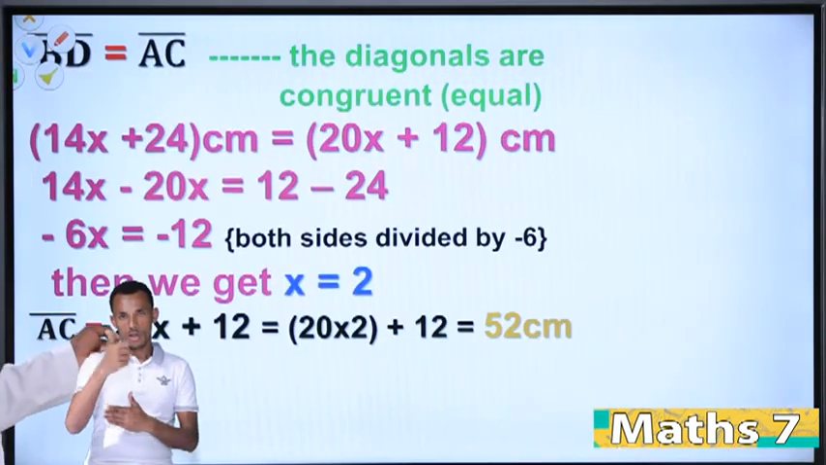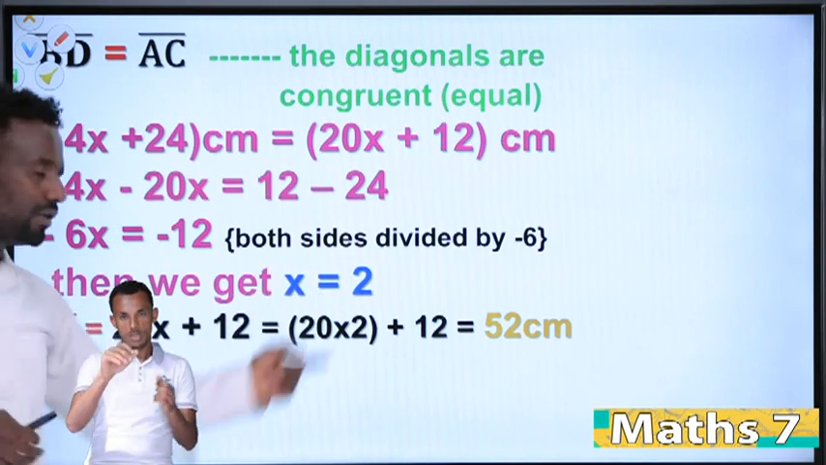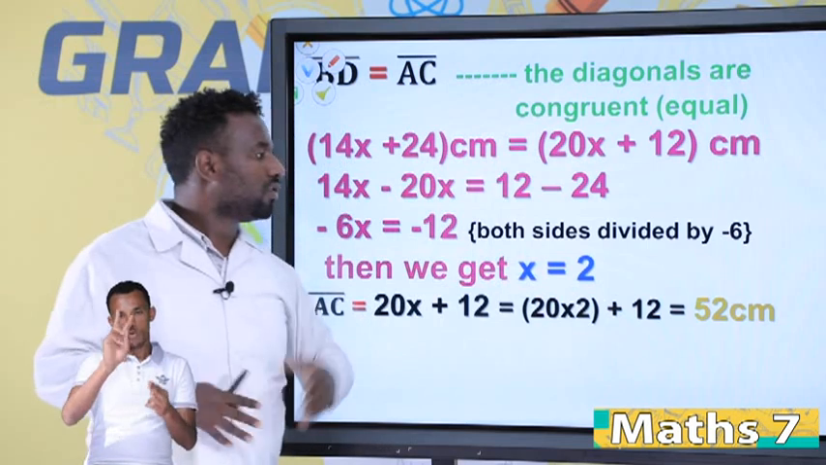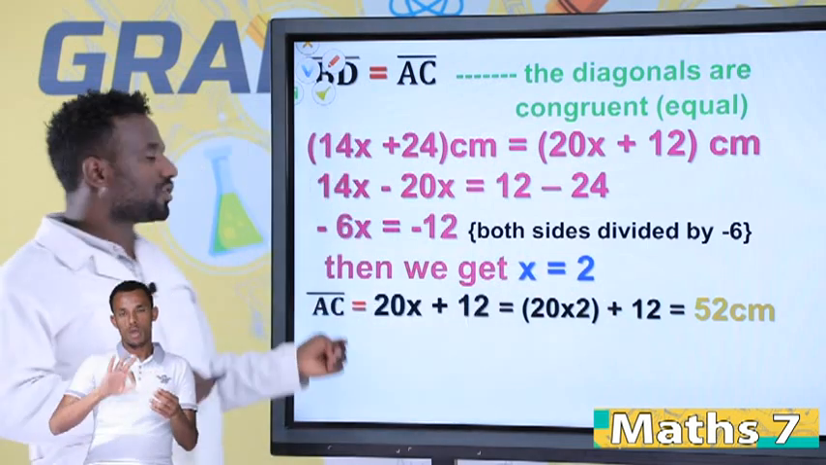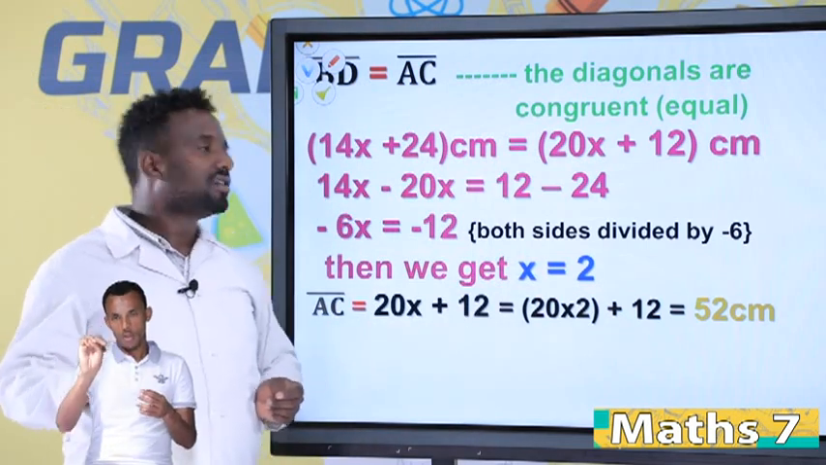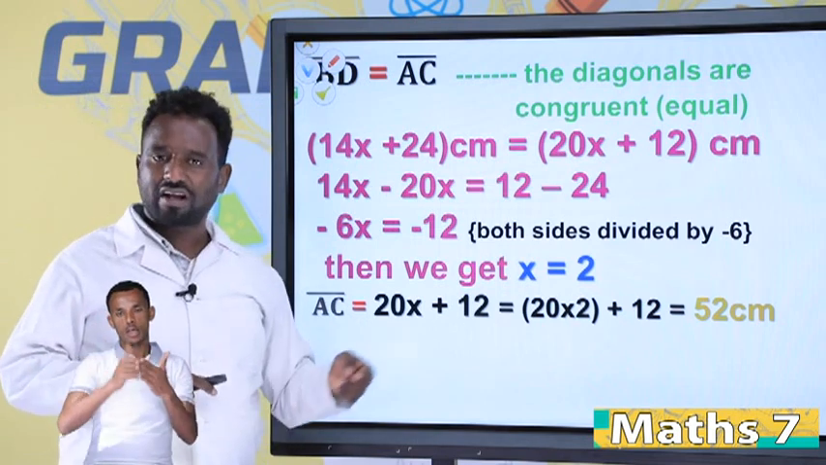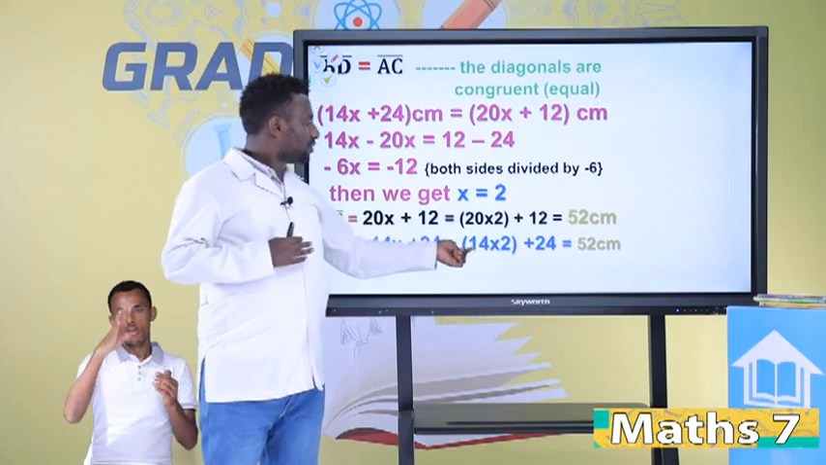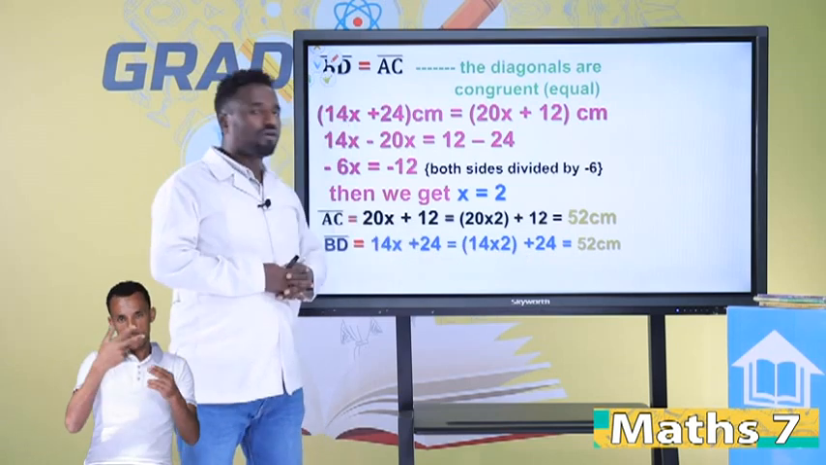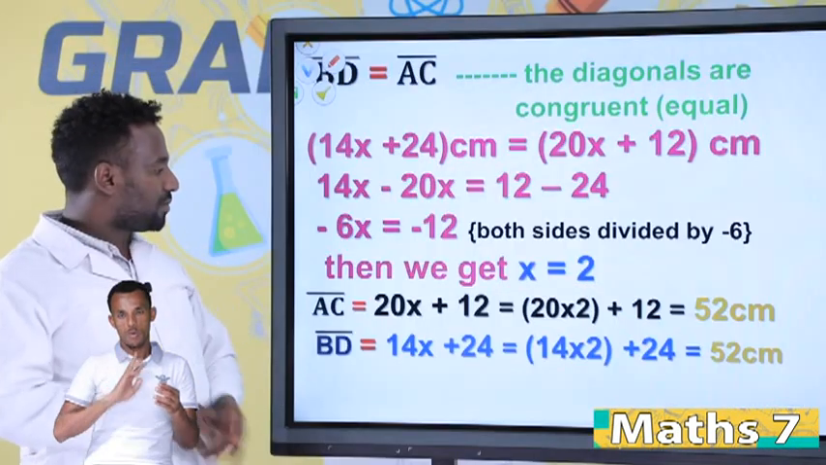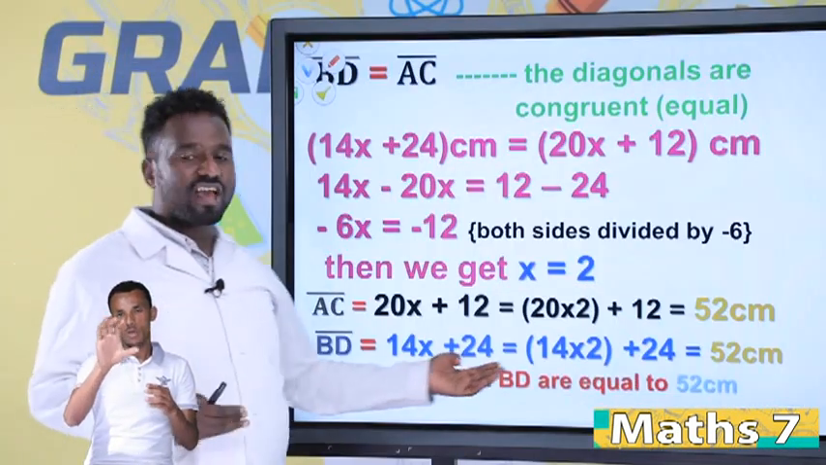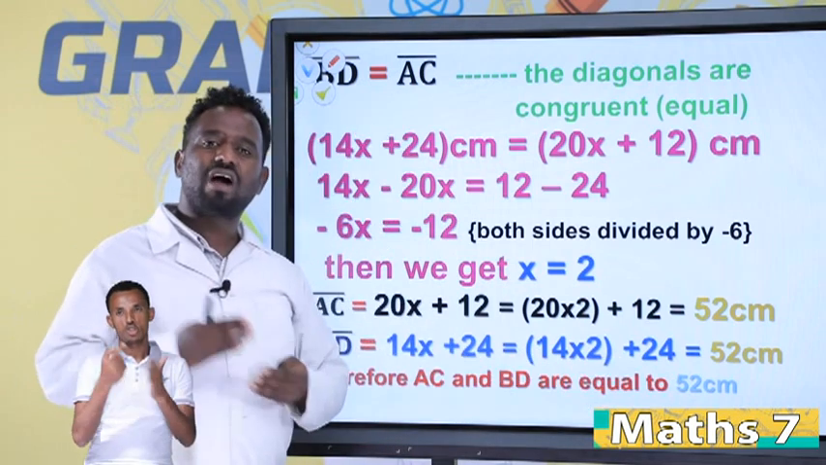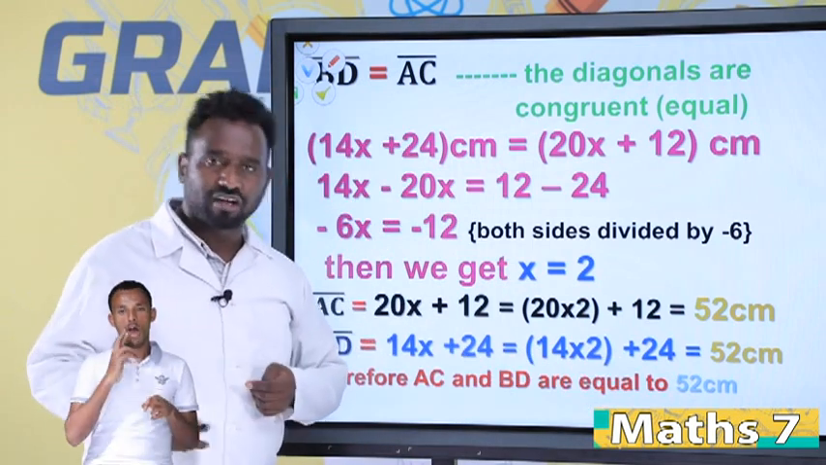Then AC is 20x plus 12. Substitute the given value of x is 2. 20 times 2 plus 12, we get 52 centimeters, the length of the diagonal AC of the rectangle. And also BD is 14x plus 24. 14 times 2 plus 24, we get again 52 centimeters. Therefore, AC and BD are equal, 52 centimeters. This indicates the diagonals of the rectangle are congruent.